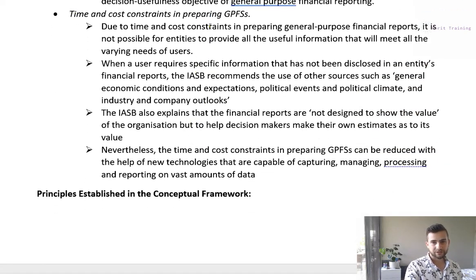Time and cost constraints in preparing GPFS. So due to time and cost constraints in preparing general purpose financial reports, it's not possible for entities to provide all the useful information that will meet all the varying needs of users. So when a user requires specific information that has not been disclosed in an entity's financial reports, the IASB recommends the user consult other sources, such as general economic conditions and expectations, political events, and political climate, and industry and company outlooks.